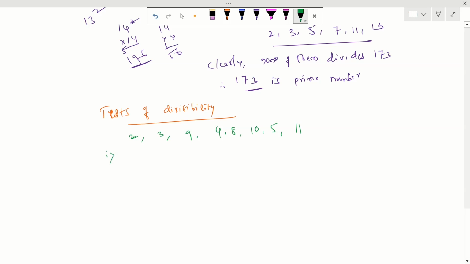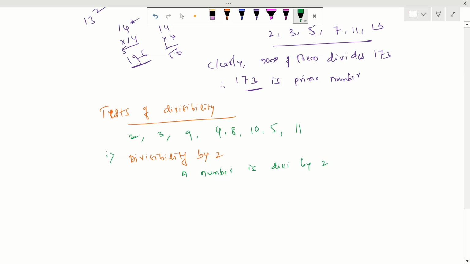If any number is divisible by 2, how can we check this? The first one is divisibility by 2. What is the statement here? A number is divisible by 2.